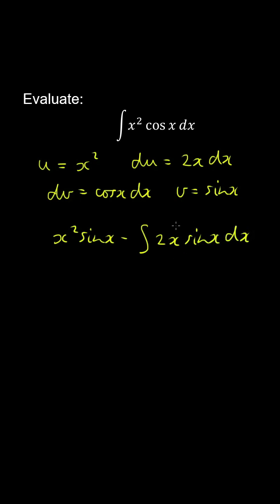And now you can apply integration by parts again to evaluate this integral, and add the constant of integration and post your answer in the comments. Let's evaluate this integral, which is a product of two functions that are not the derivatives of each other. So we can't apply u substitution, and will thereby apply integration by parts.